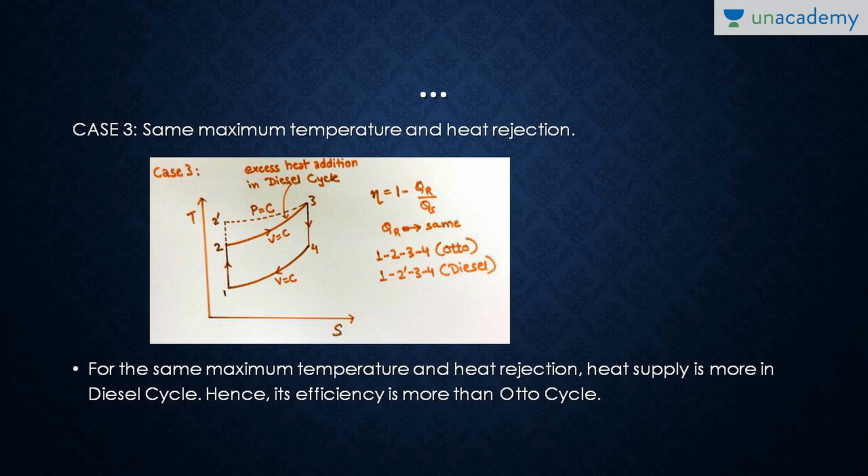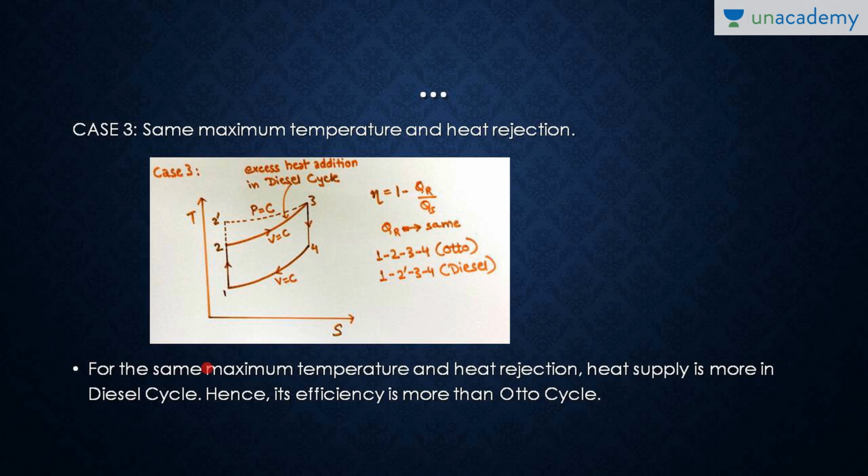1 2 3 4 is a simple Otto cycle, 1 to 2 is compression, and 2 to 3 is heat addition, 3 is fixed point, and 4 to 1 is what, heat rejection, which is same in both Otto as well as diesel cycle. Now we have to draw diesel cycle, that is the dotted line. We will start from point 3 because we have to see the slope. Constant pressure has less slope as compared to constant volume. So 1 2 dash 3 4 is a diesel cycle, and 1 2 3 4 is an Otto cycle.